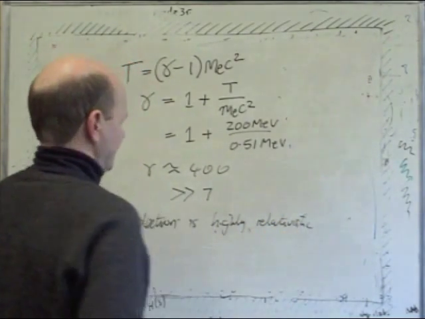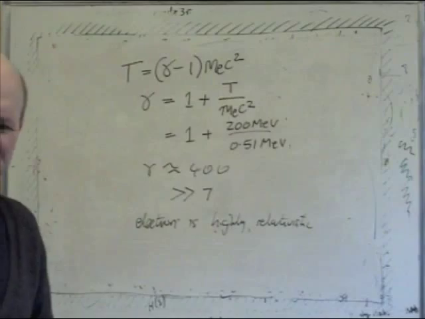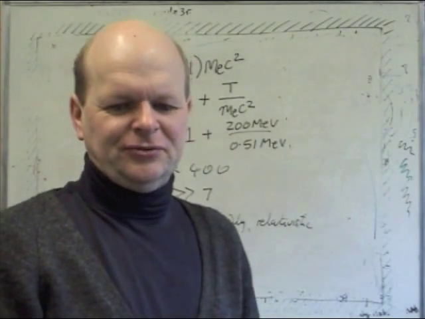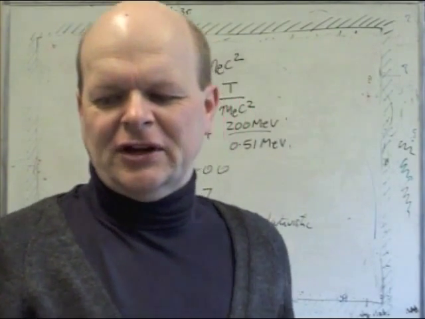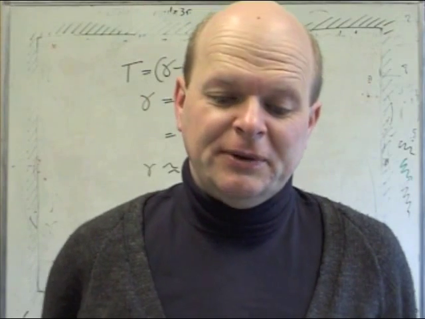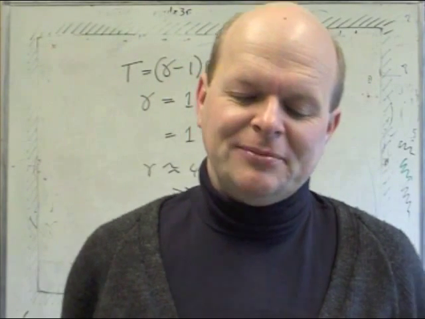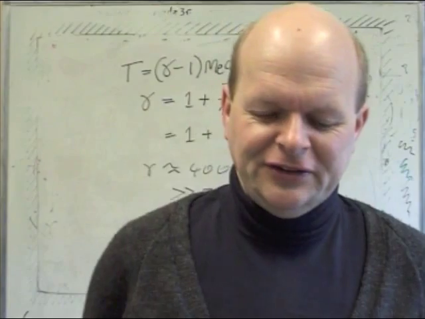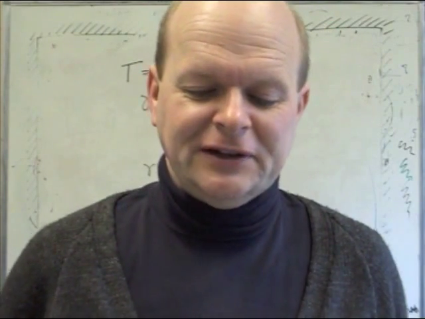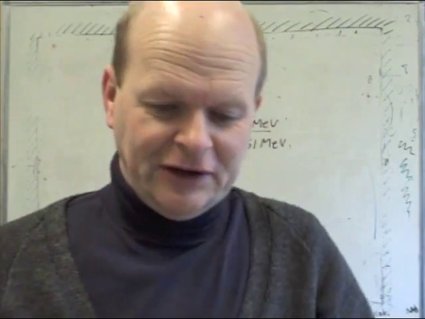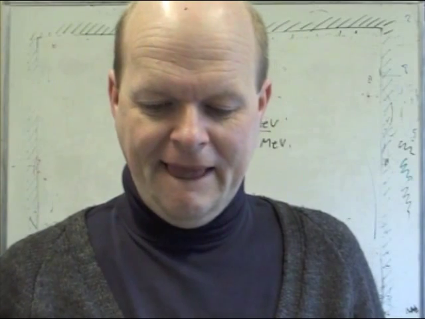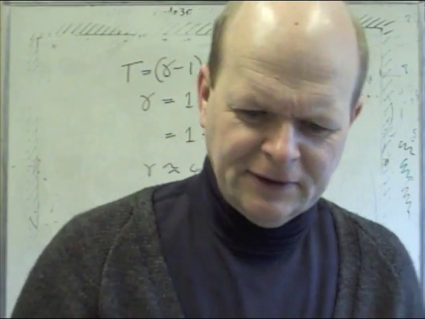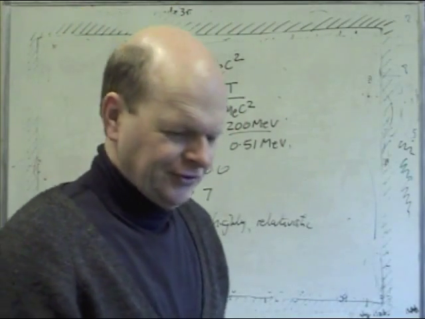And your one sentence justification of this would be that the criterion for a particle to be highly relativistic is that gamma is bigger than 7. In this case, it's about 400, which is significantly bigger than 7. Therefore, it's a highly relativistic particle. So we'll do the proton next.